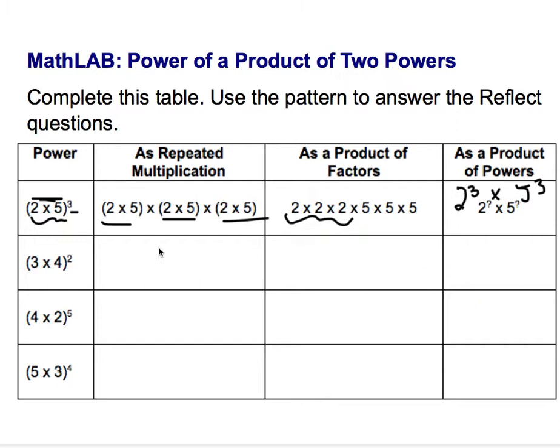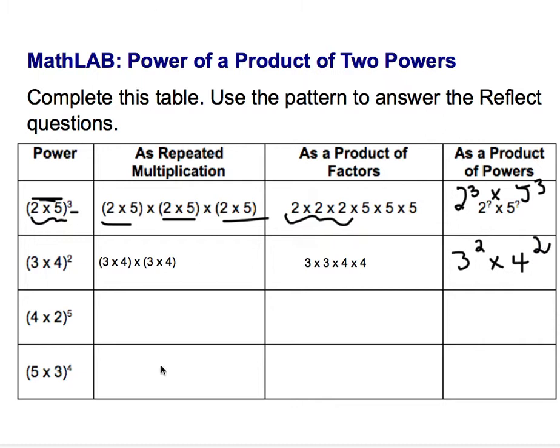Okay, so we're going to do the same thing here. (3 times 4) to the power of 2 is 3 times 4, and then times 3 times 4. Now I rearrange it, and I go 3 times 3 times 4 times 4. So I get 3 to the power of 2 times 4 to the power of 2.